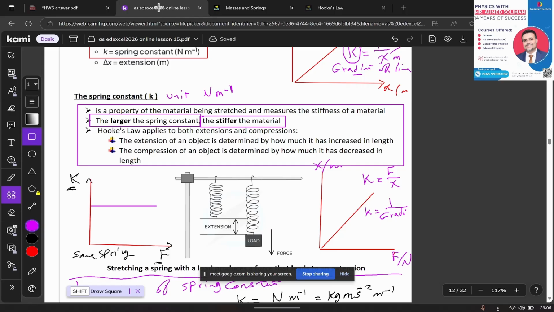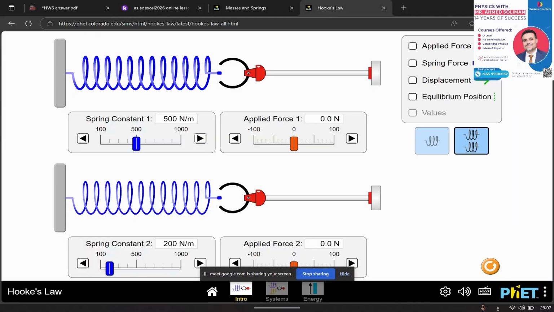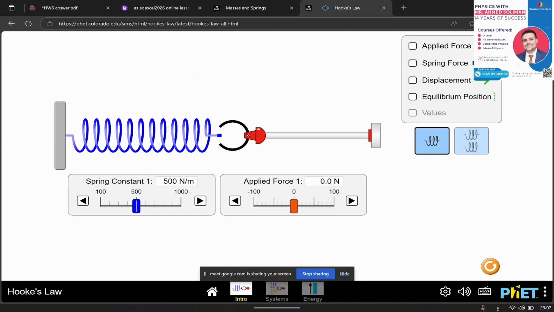And also you have to know that now I have this spring, okay? What is the extension now, Habiba? The applied force equals 0, and the spring constant is 500 Newton per meter. So what is the extension now? It's 0. Yes, there is no extension.